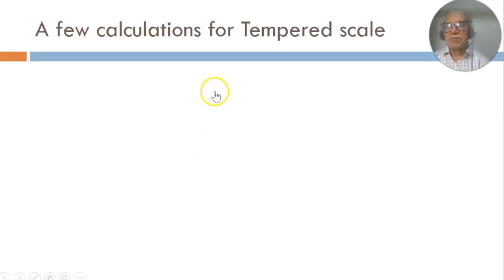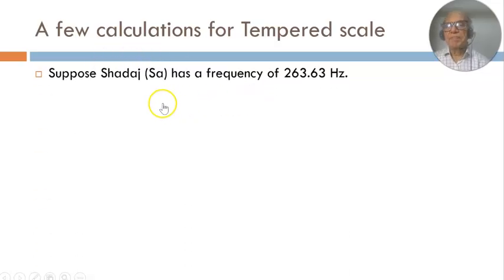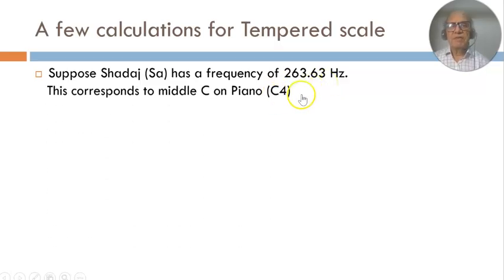Okay, so in order to see this more clearly, let us look at a few calculations for the tempered scale. So suppose your Shadaj or Sa has a frequency of 263.63 Hertz. This we have chosen. It could be some other frequency also, but this one corresponds to middle C on the piano, often labeled as C4 in the Western notation.